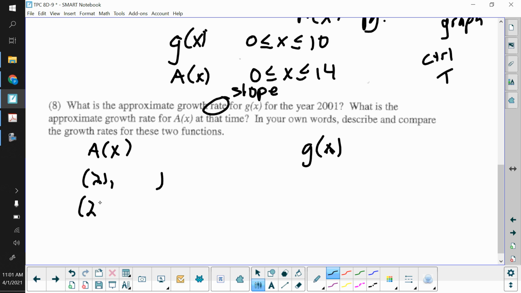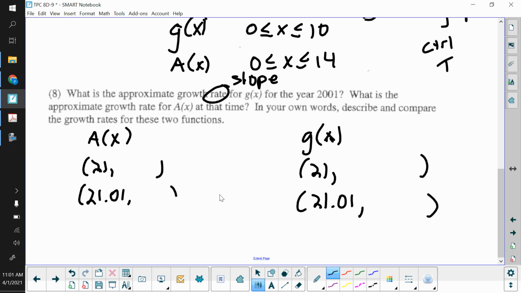And then you should have 21.01, find what the Y value is and do the slope. And you'll do that again with g of x. You should be able to just use your equation to sub those in to find the Y values, do your change in Y over change in X, and then you can answer what it wants to know further in the question. So that's what you'll be working on in class today.